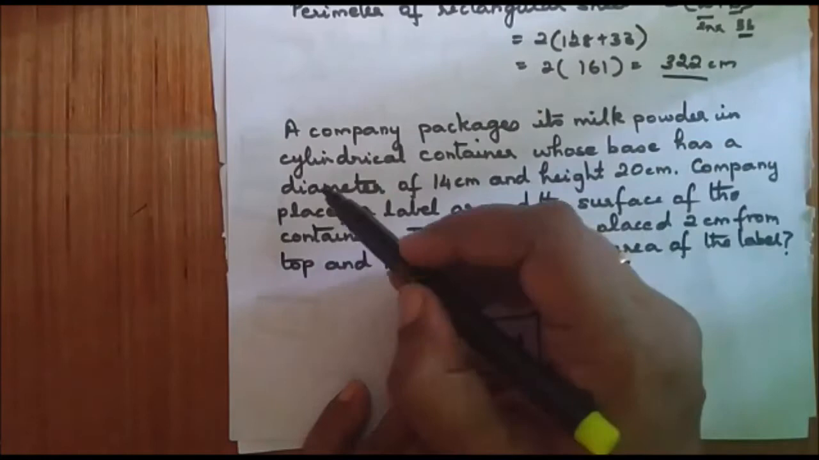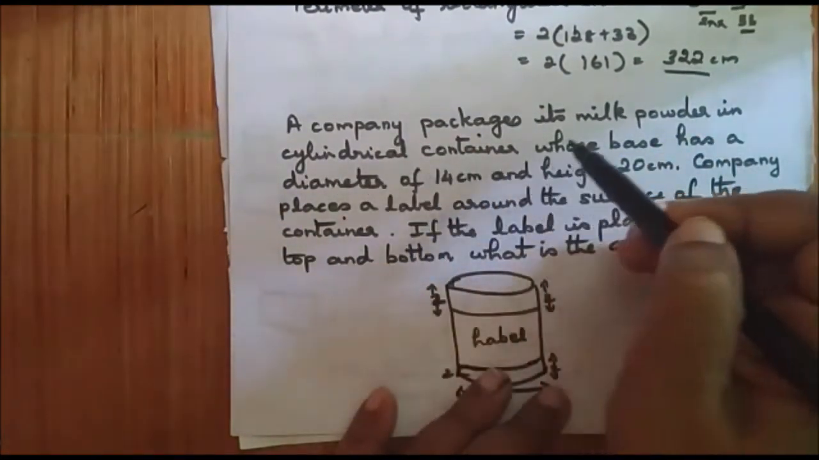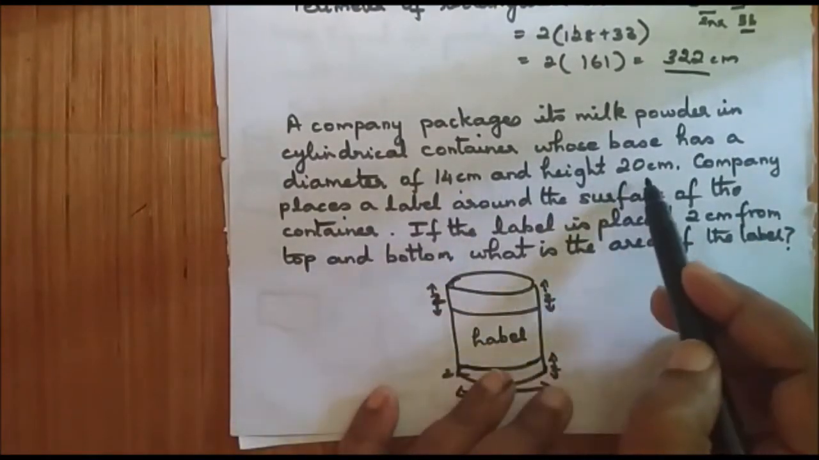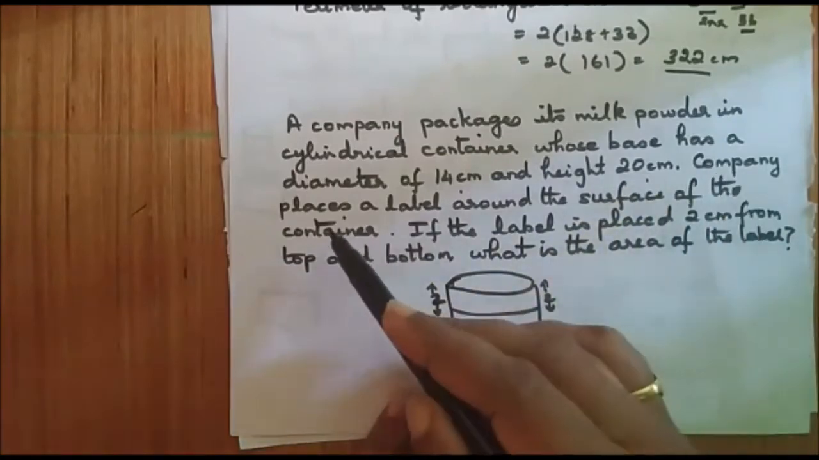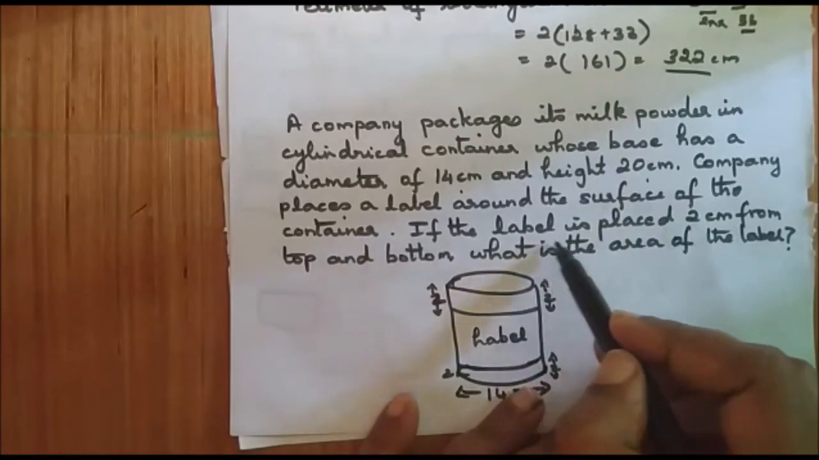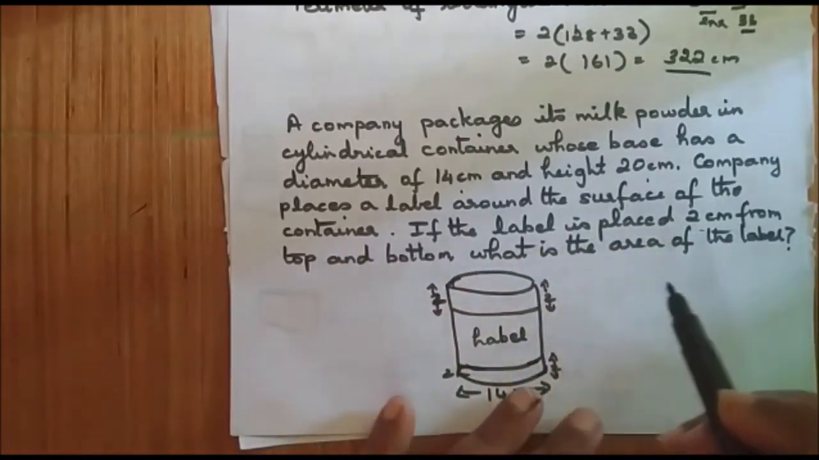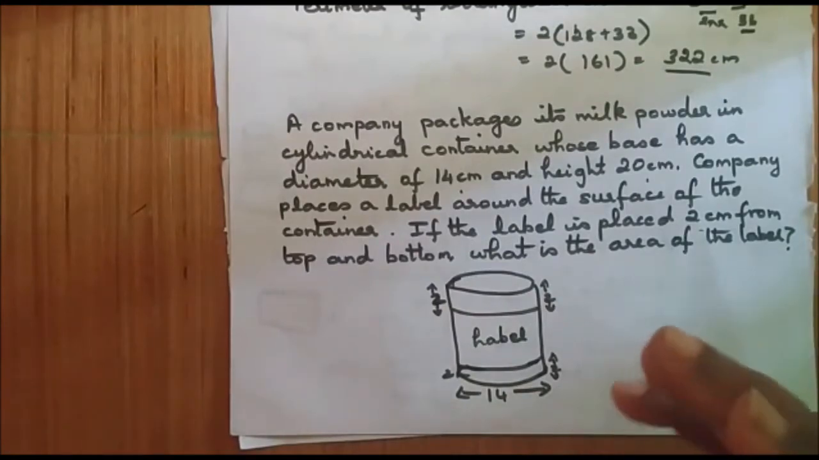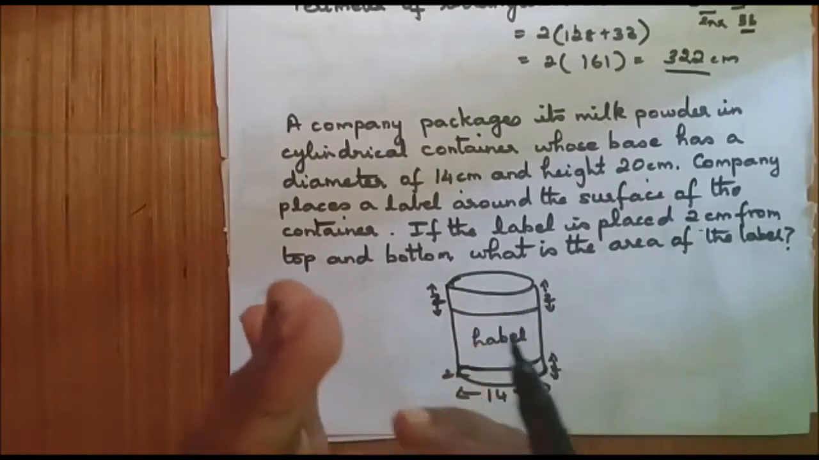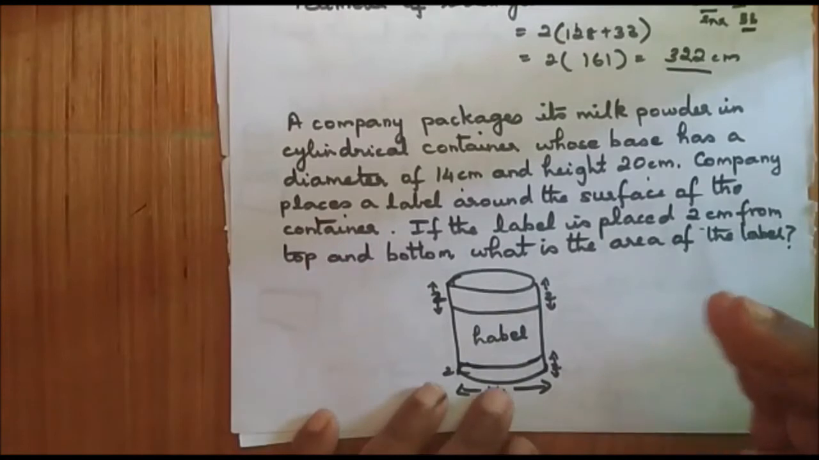A company packages its milk powder in a cylindrical container whose base has a diameter of 14 cm and height 20 cm. The company places a label around the surface of the container. If the label is placed 2 cm from top and bottom, what is the area of the label? See, the label covers the cylinder, isn't it? So it is the surface area. You have to calculate the surface area and not the volume.